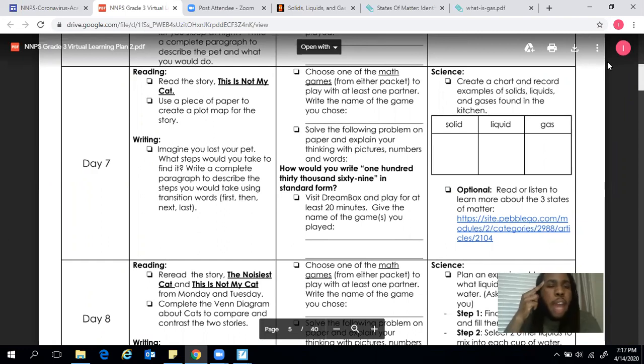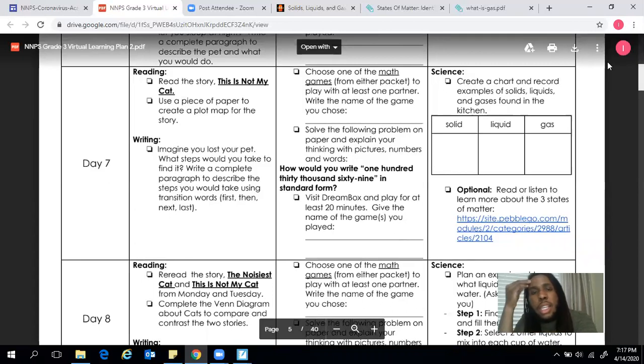All right, so we have to read the story, This Is Not My Cat, and then use a piece of paper to create a plot map for the story. And then it has a writing exercise that you guys can do on your own after you watch the video, or you can pause the video and do the writing assignment if you so choose. It says, imagine you lost your pet. What steps would you take to find it? Write a complete paragraph to describe the steps you would take using transition words: first, then, next, last. Since they gave you 4 transition words, I think it's a good idea to make sure that you have at least 4 sentences in your paragraph.